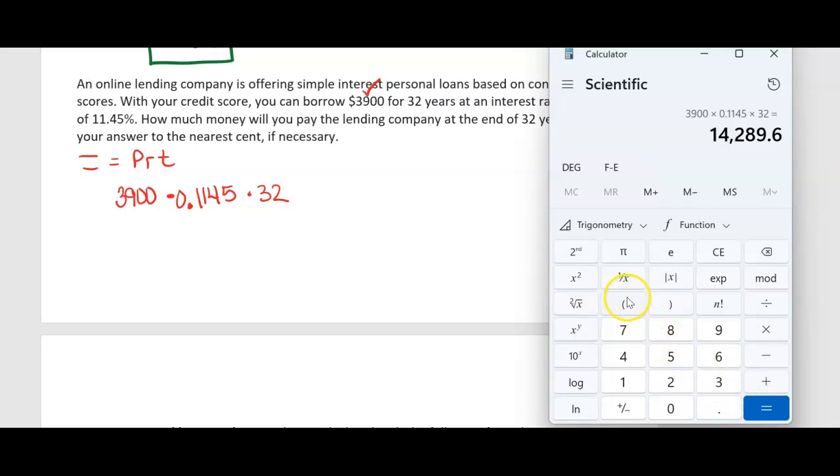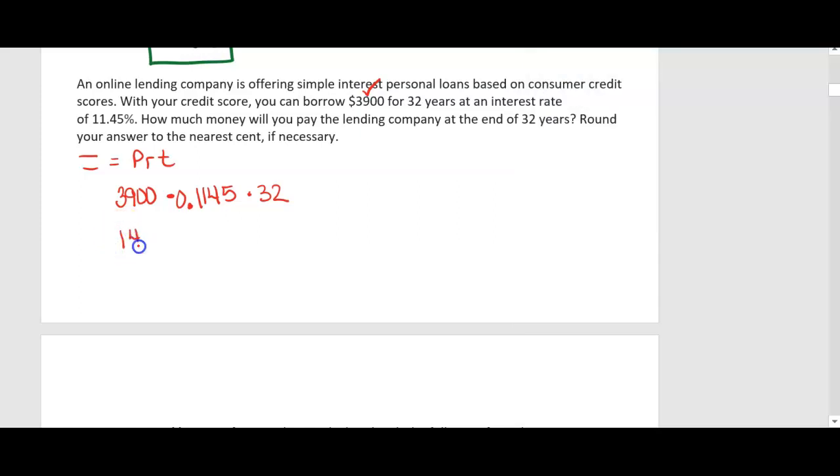So I'm going to end up paying $14,000 in interest on a $3,000 loan. Now that looks like it's completely unreasonable, but it's not. I borrowed that money for 32 years. So for 32 years, I have to pay interest back on this money. That is not a typical loan that you would get, especially for a small amount like 3,900. But I just wanted you to know that's why that number is so large. So we don't have to do any rounding here. So my interest is $14,289.60.